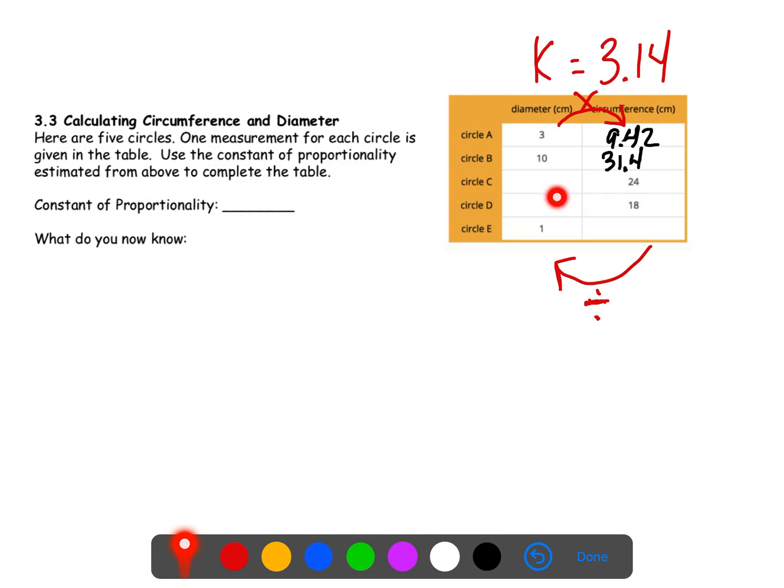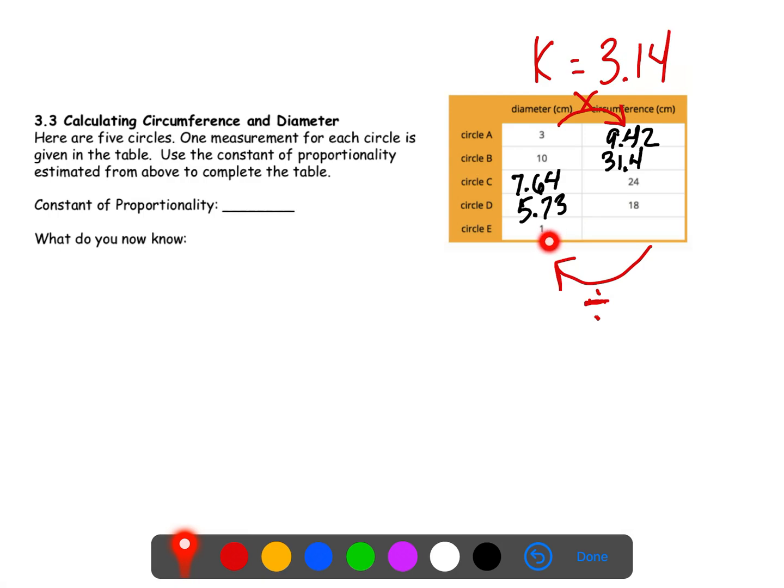And now for the next two circles, we are told what the circumference is. We need to work backwards. We need to divide by pi or to multiply by the reciprocal of pi to get that diameter. So 24 divided by 3.14 is 7.64. A circumference of 18 would be 5.73.